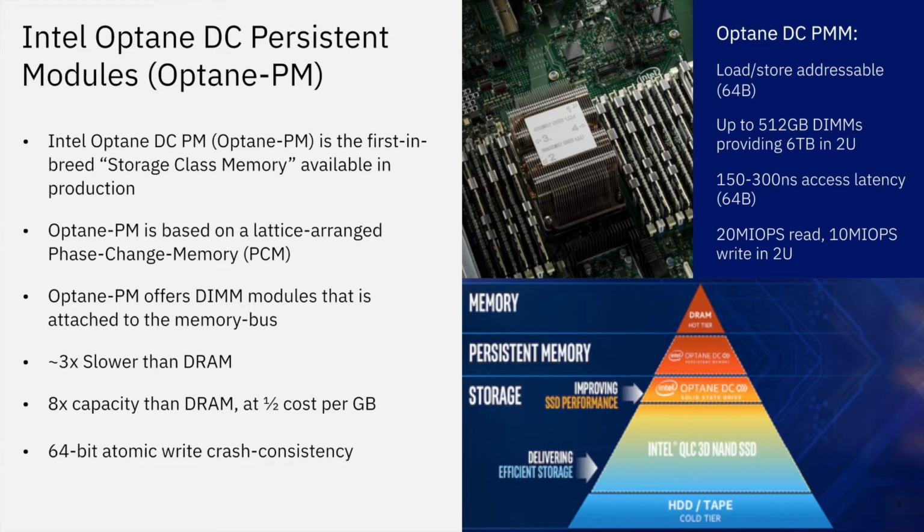Different from NVMe or PCM SSDs, Optane PM is byte addressable, and unlike volatile memory, it is durable. But the performance is slower than DRAM. Second, it has a big capacity with lower cost.